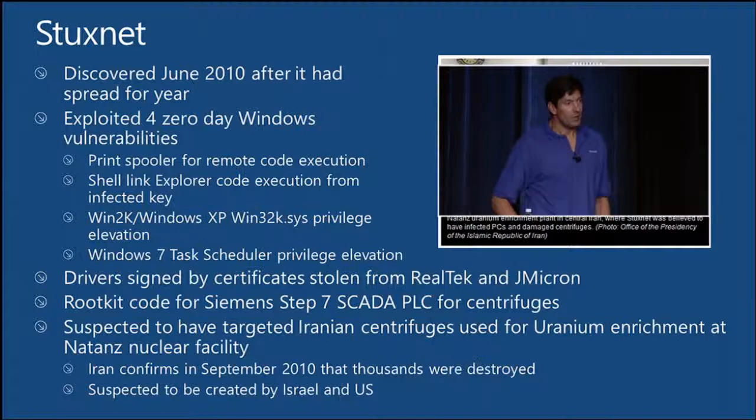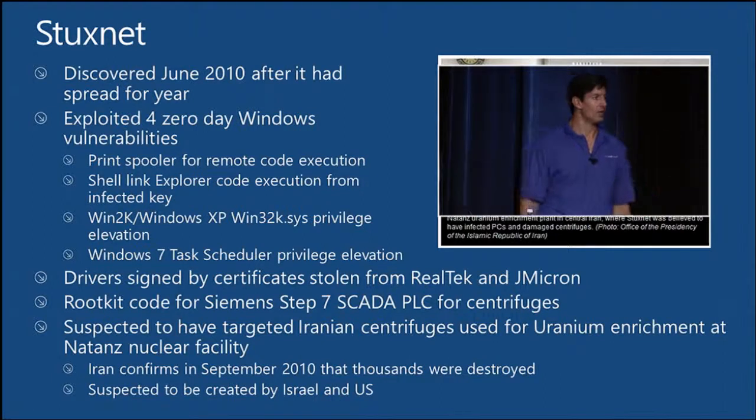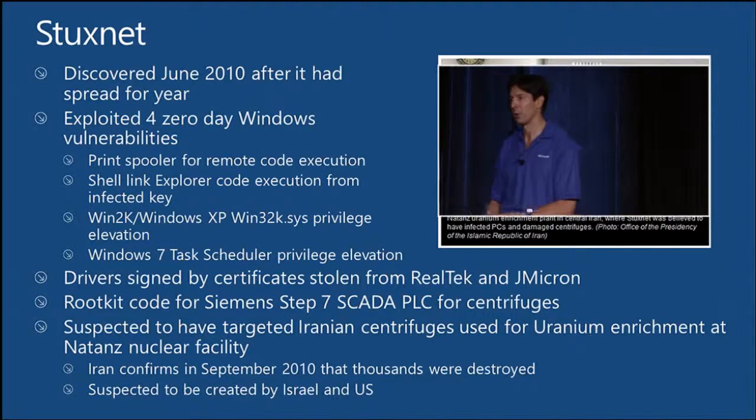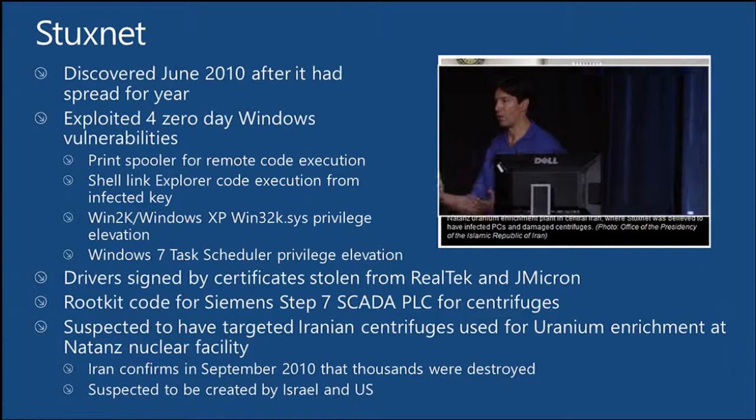Now, for a couple of years, it was analyzed. It was spreading through the Middle East, primarily in Iran, and all of the other signs, especially the fact that it also had a rootkit in it, not for Windows, but aimed at Siemens Step 7 SCADA controllers. These are the kind of programmable logic controllers that control factory automation.